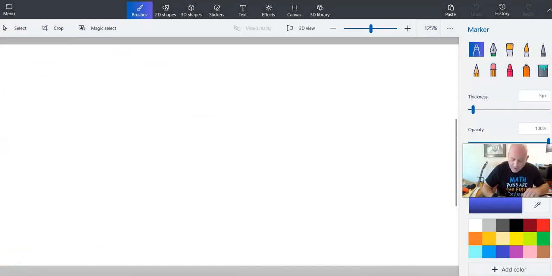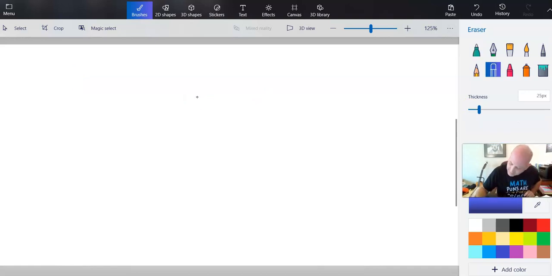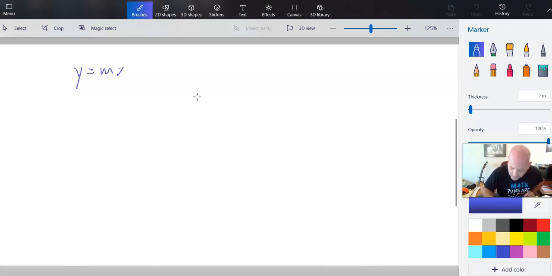All right, so the main difference, what we're used to seeing is y equals mx plus b, where m is our slope, and b, well, actually, I should say the point (0, b) is our y-intercept.